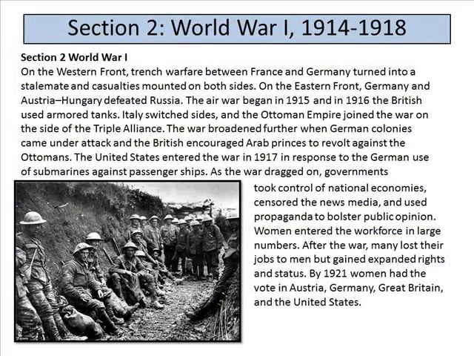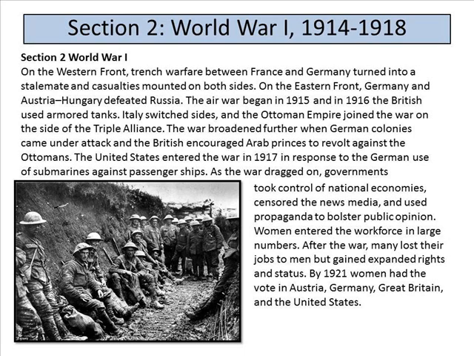Section 2, World War I. On the Western Front, trench warfare between France and Germany turned into a stalemate and casualties mounted on both sides. On the Eastern Front, Germany and Austria-Hungary defeated Russia. The air war began in 1915, and in 1916 the British used armored tanks. Italy switched sides, and the Ottoman Empire joined the war on the side of the Triple Alliance.